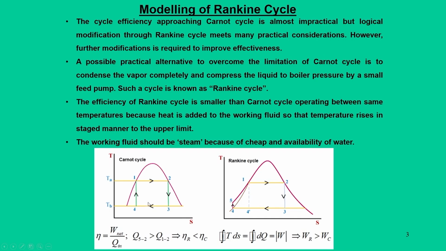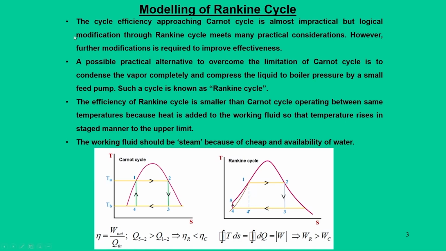If you make a comparison of work output, since it is a cyclic process, the net heat transfer is also equal to the net work. So, for this Rankine cycle, this area is higher. Obviously, the work output for the Rankine cycle will be higher as compared to the Carnot cycle. So, this is the basic advantage that we get just by modifying the cycle a little bit in this Rankine cycle.